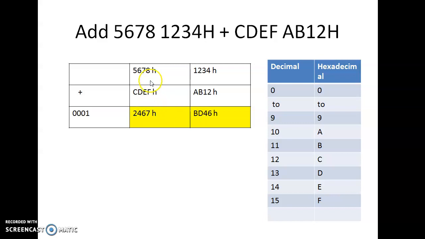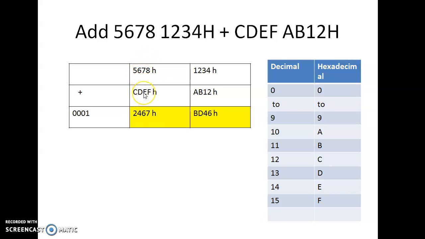So what is 8 plus F? What is the F value? It is 15, right? 15 plus 8, what is the value? You will get 23. If you divide 23 by 16 you get 1 and remainder 7. So you put 7 here, and 1 will be carried to the next level. So 7 plus 1 is 8.